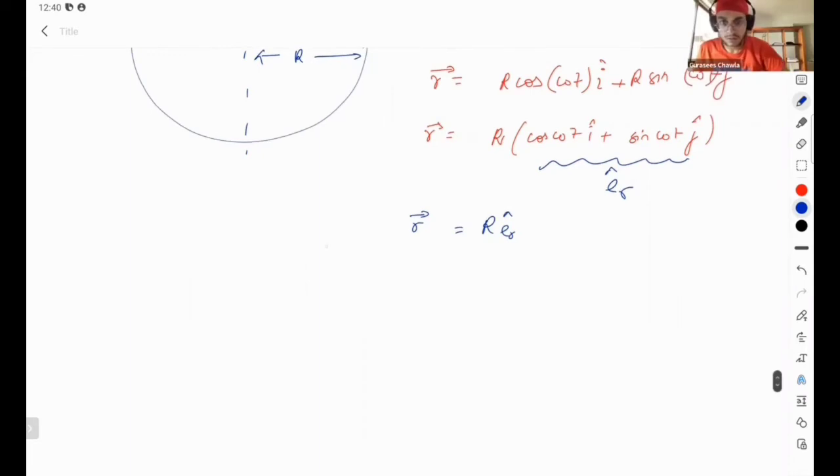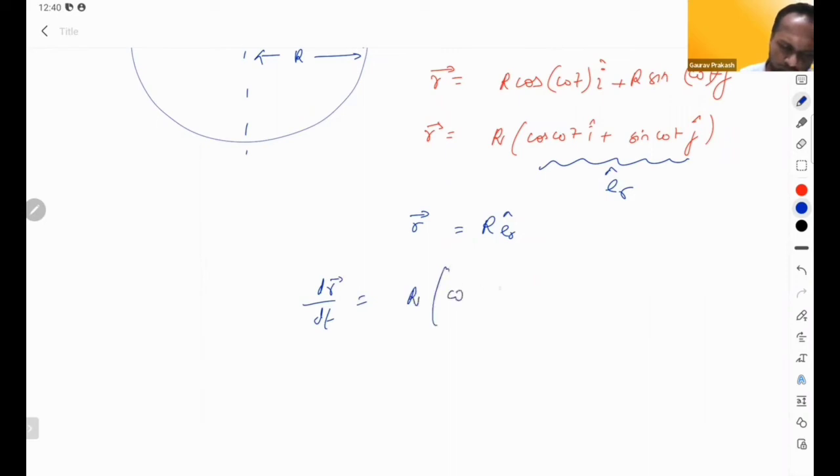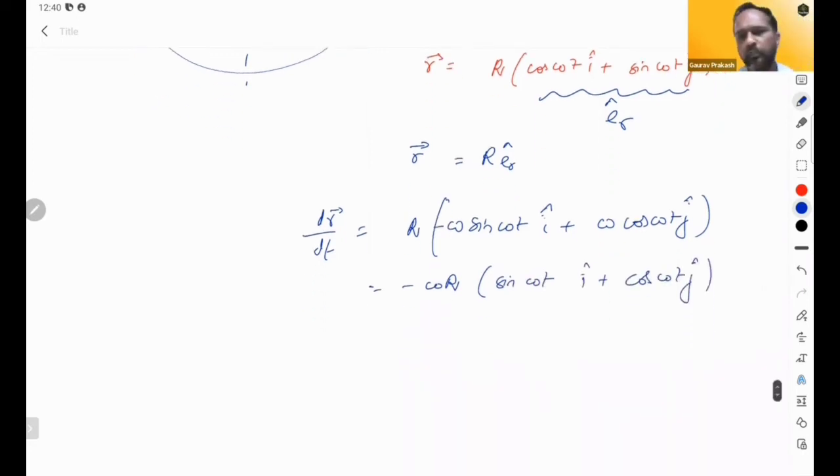Fine. Now I differentiate dr by dt. So this becomes r times (minus omega sin omega t i cap plus omega cos omega t j cap). So this is omega r times (minus sin omega t i cap plus cos omega t j cap). And this is velocity. So I can say velocity is, Rashid, minus omega r into another unit vector et, that is a unit vector which is tangential.